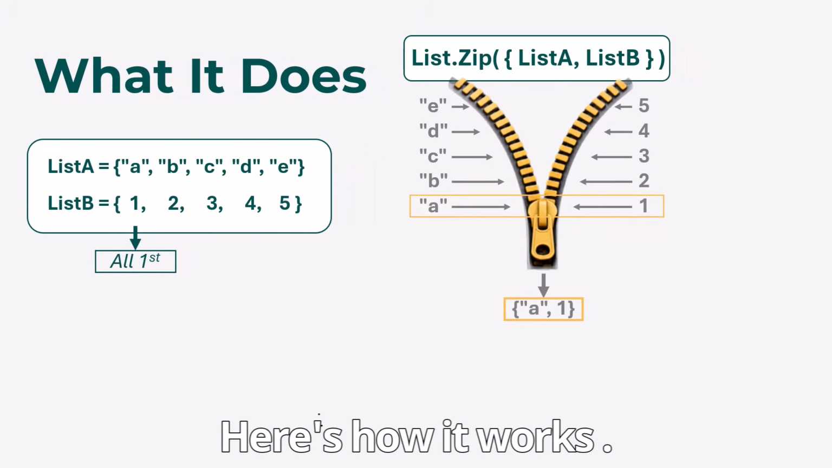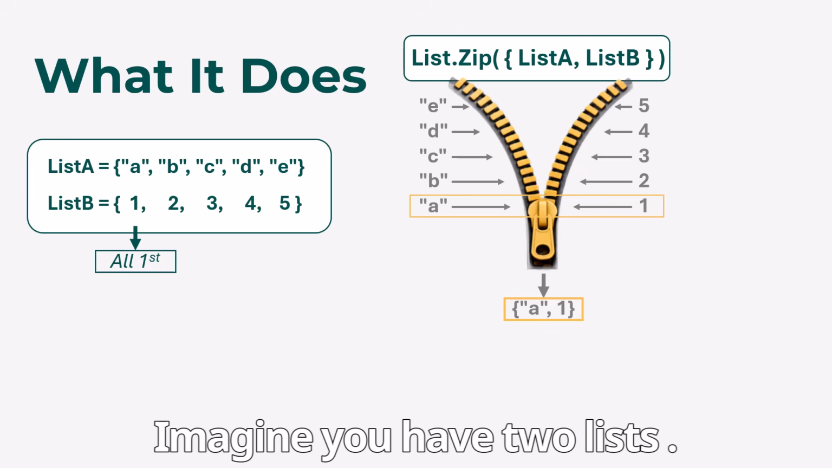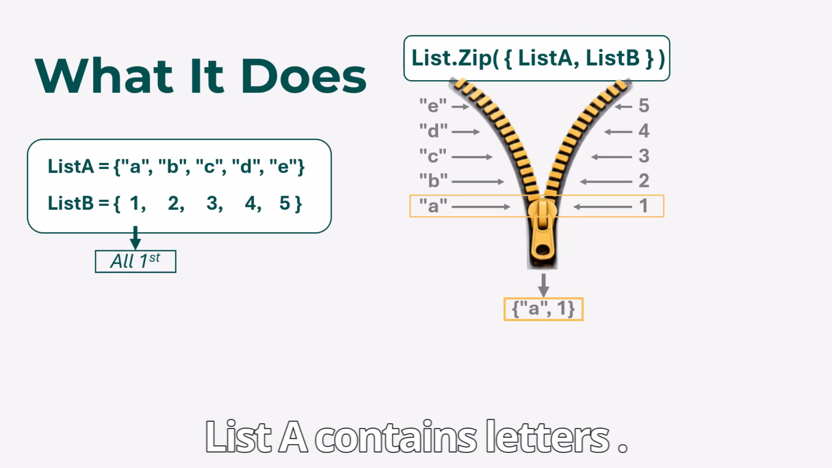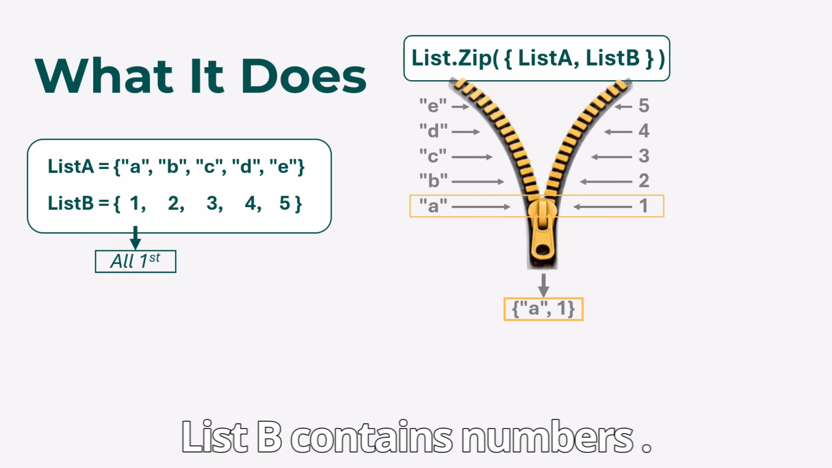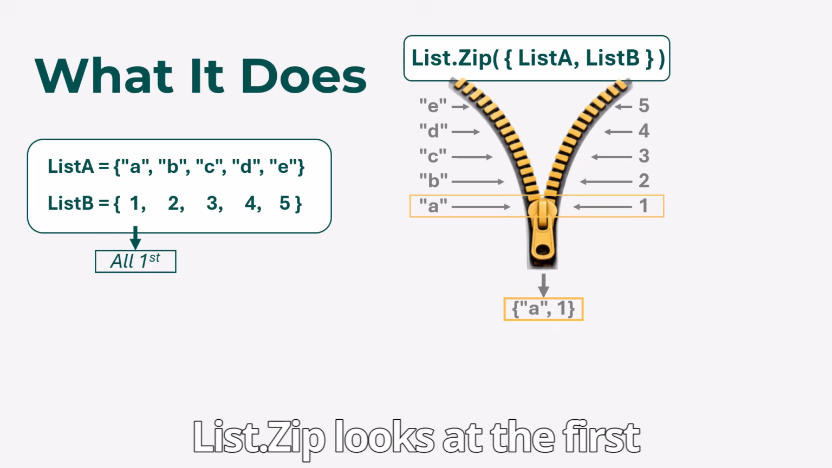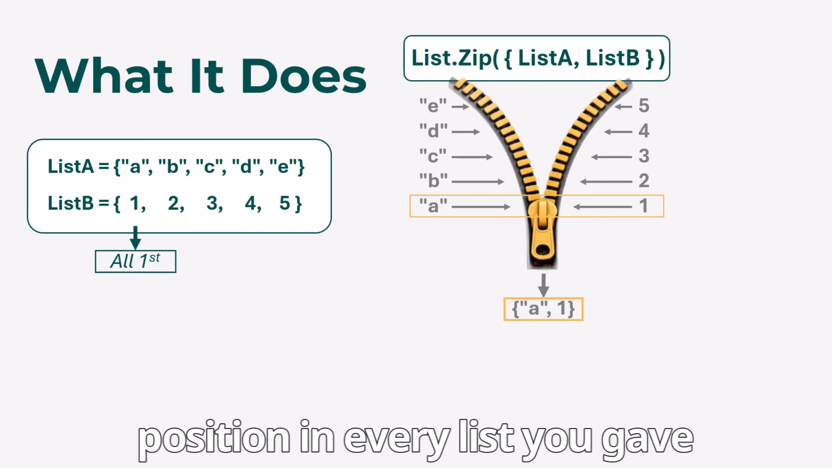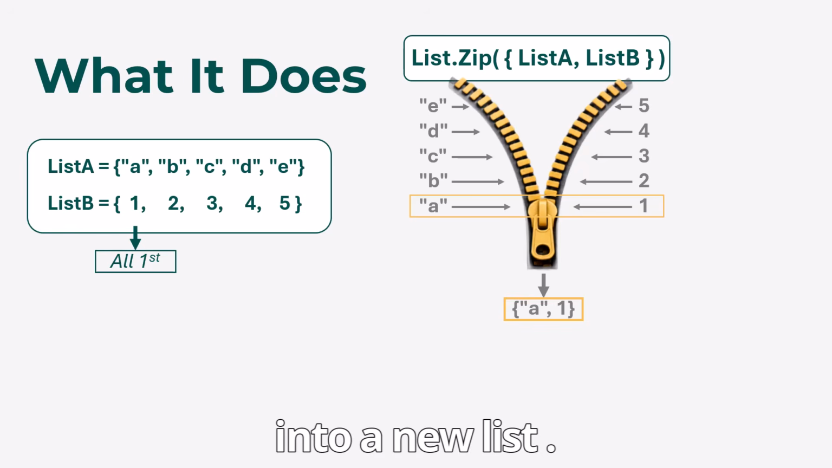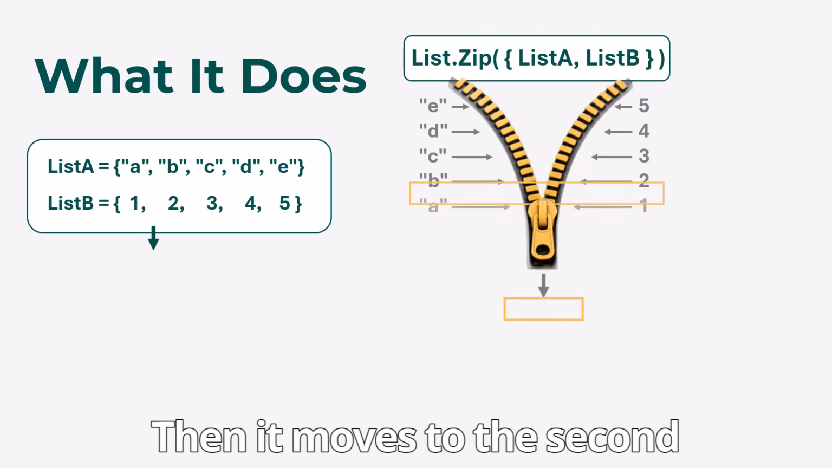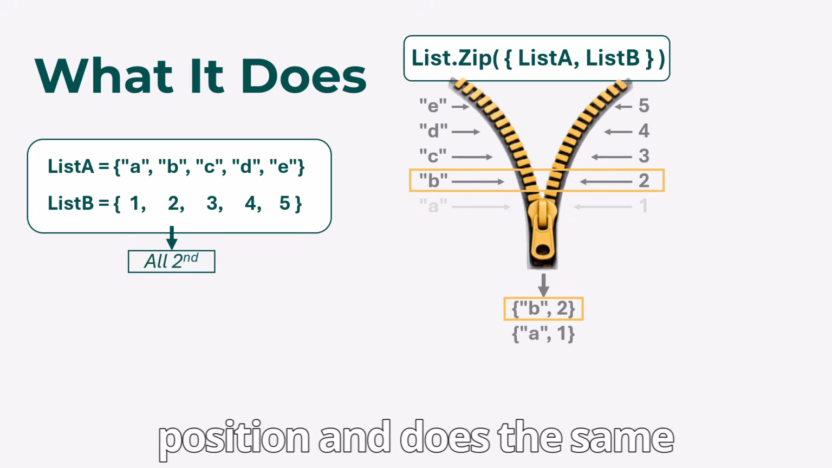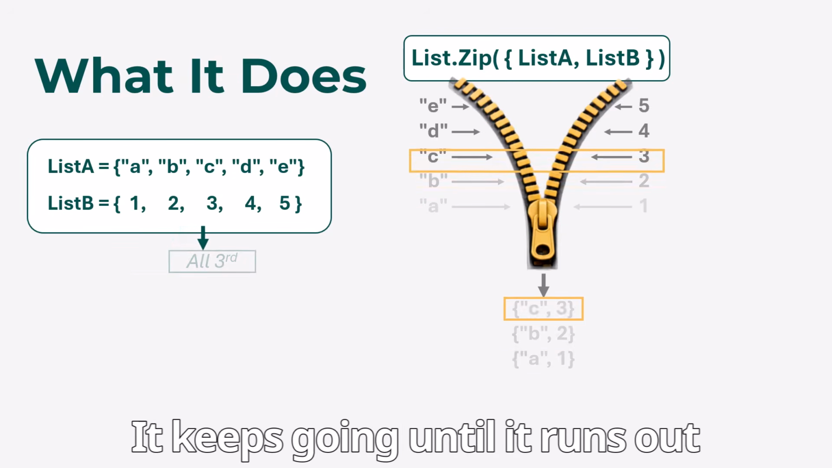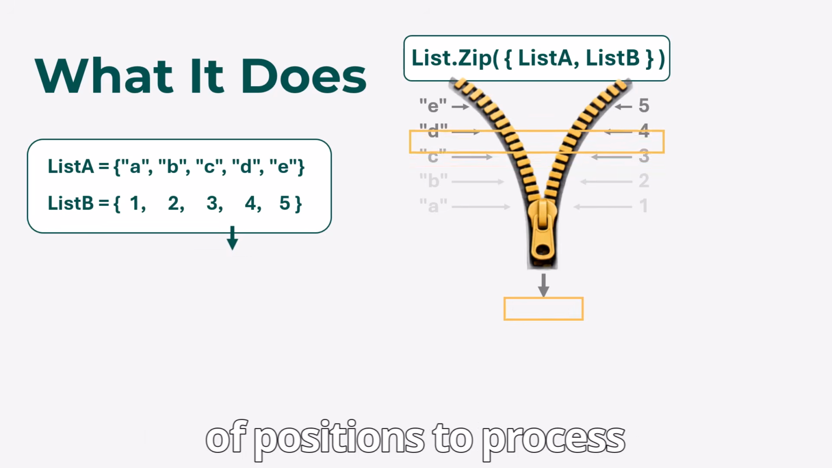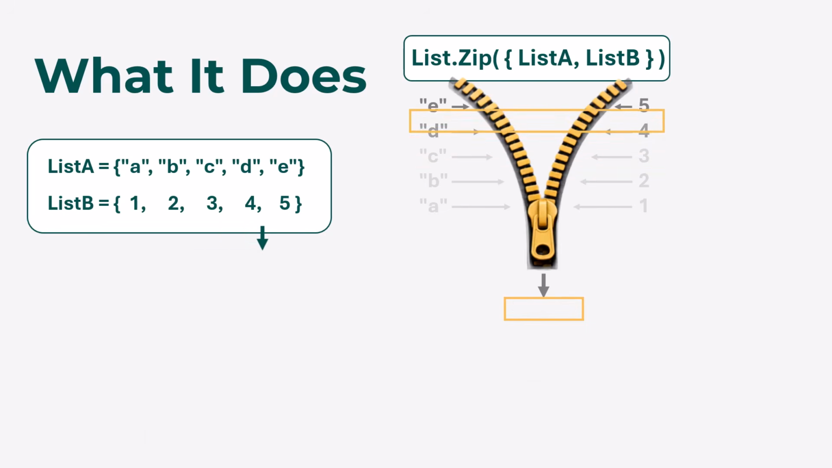Here's how it works. Imagine you have two lists. List A contains letters. List B contains numbers. List.Zip looks at the first position in every list you gave it and collects those values into a new list. Then it moves to the second position and does the same thing. It keeps going until it runs out of positions to process.